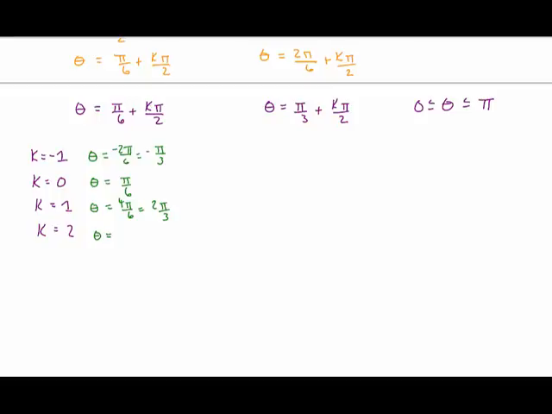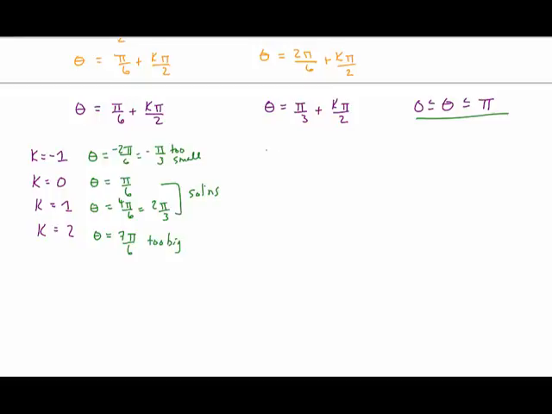So if I plug a 2 in here, the 2's cancel, and I'm left with pi over 6 plus pi, which is pi over 6 plus 6 pi over 6, which is 7 pi over 6. So this one's too big. It's outside this interval right here. This one's too small because it's outside this interval as well. So these two are my solutions.